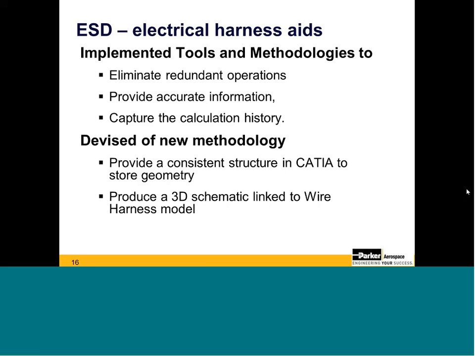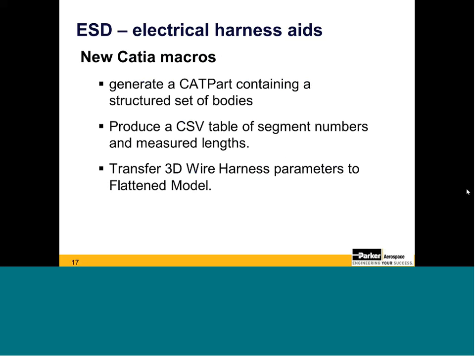We have new methodologies there to give us a consistent structure for the geometry and to give a 3D schematic that is linked back to the harness model. And there are now macros in CATIA that allow us to generate a CAT part that has all the structured set of the bodies used to create this. Also producing a CSV table with all the different measurements needed between the segments, and to transfer all this information to a flattened model.